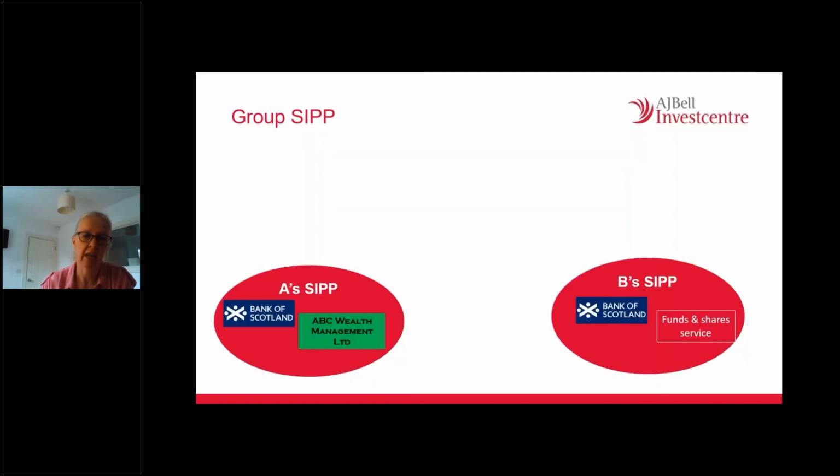So if you were to do a group SIPP, the vast majority of providers will do it as really a group of SIPPs. So what will actually happen is that each individual will have their own SIPP, which has its own bank account in it, and they can have their own investments in there, which are completely separate. So in this example, we've got a wealth manager in one, and we've got, like, our funds and share service in another one.